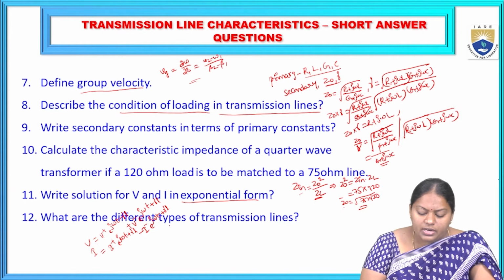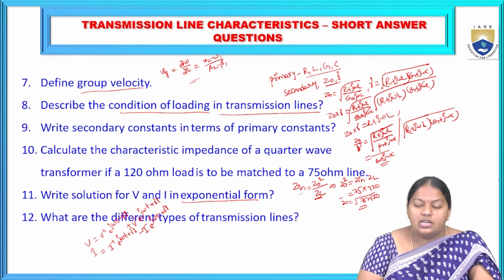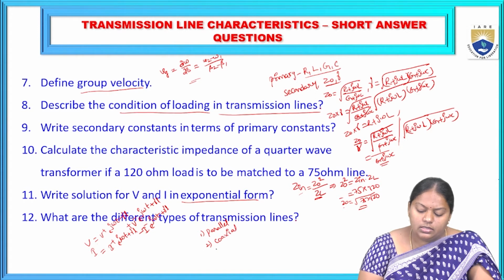Then what are the different types of transmission lines? Depending upon the frequency ranges we want to transmit, we have different types of transmission lines. One is the parallel wire type, also called the open wire type, the second is coaxial cables, the third is waveguides, and the fourth is optical fibers.